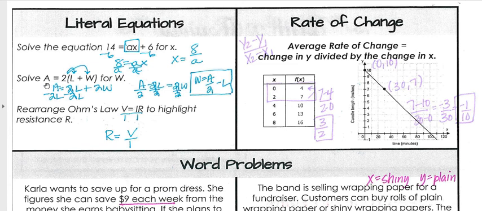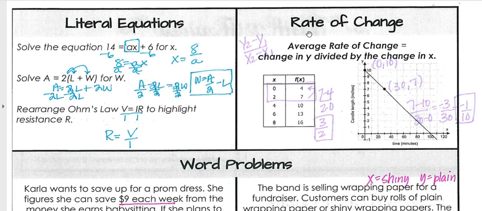You'll often see this when we're talking about different formulas. So here we have an area formula. Here we have a different formula for Ohm's law, and we're just kind of rearranging it for a specific variable.